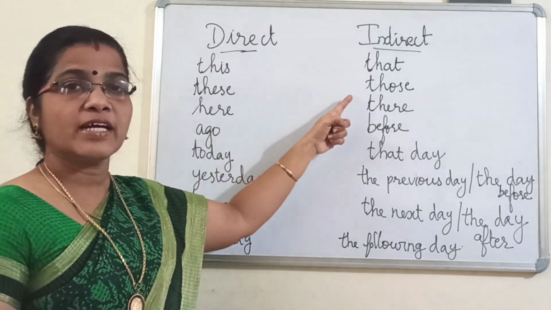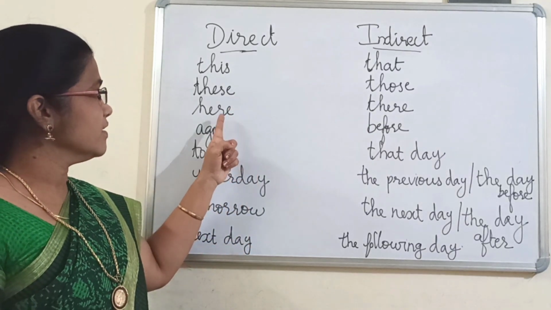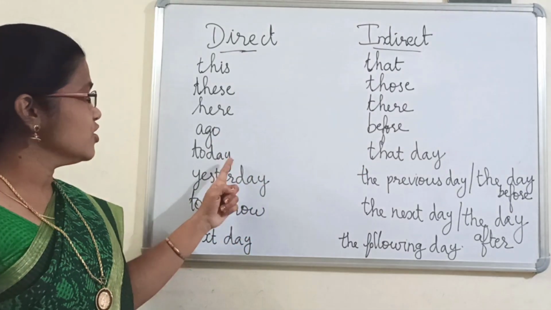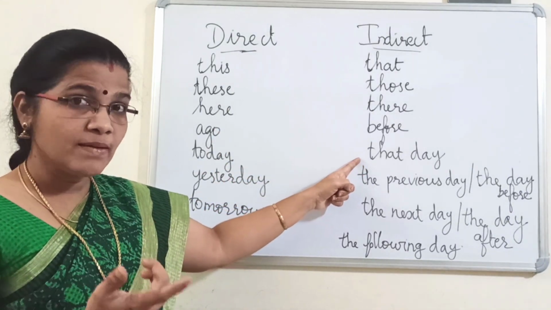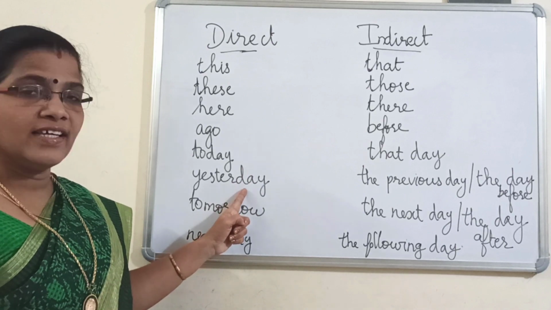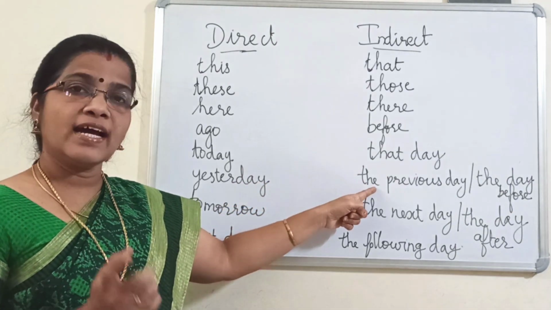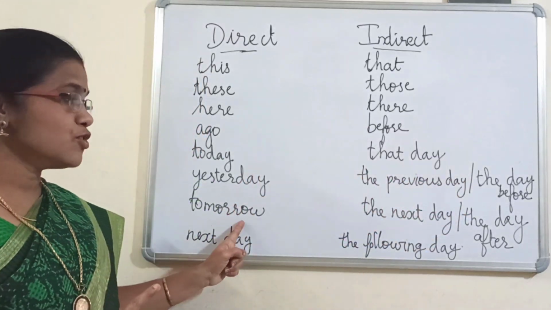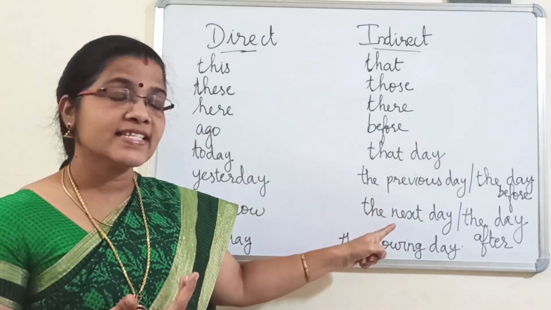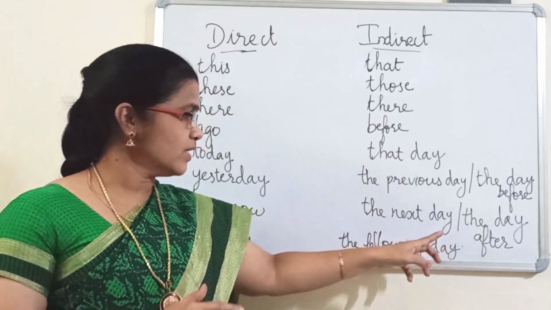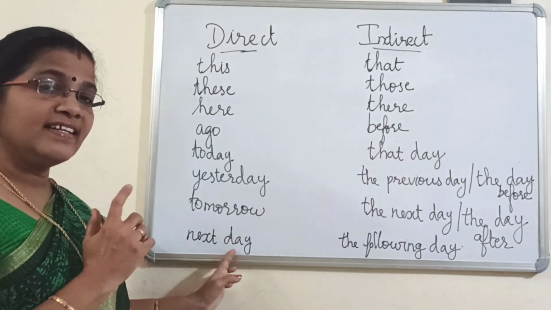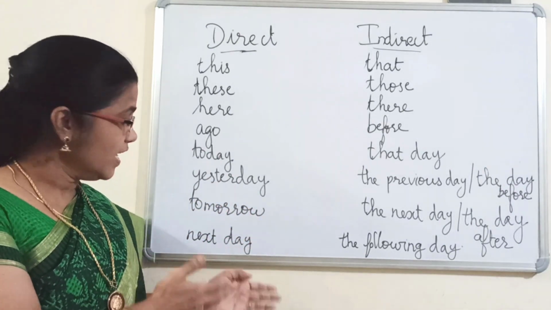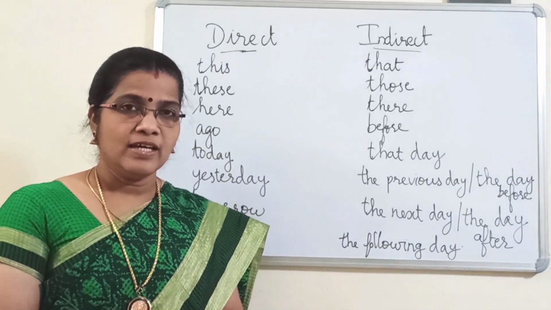Then these becomes those, then here becomes there, then ago becomes before, then today becomes that day, then yesterday, you have two options here, you can either write the previous day or the day before, okay, then you have tomorrow, tomorrow becomes the next day or the day after. Okay, in case you get the next day in direct speech, what will you do? The next day will not become tomorrow in indirect speech, okay? The next day becomes the following day, okay?